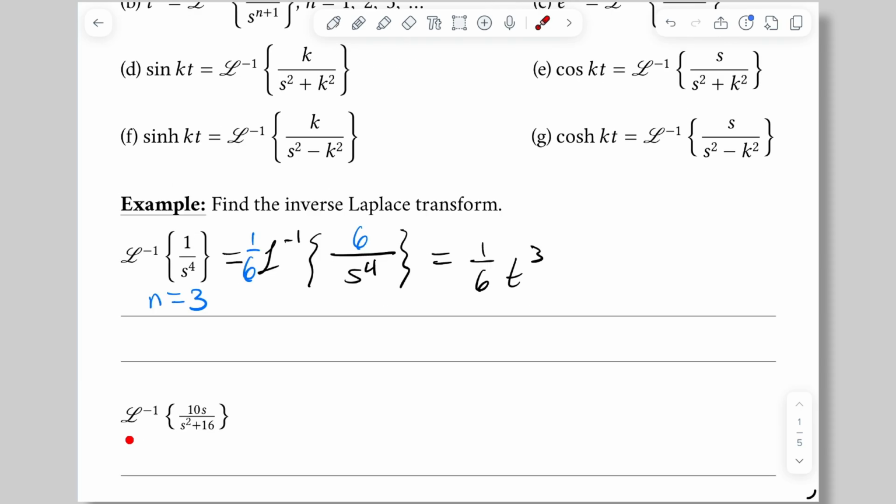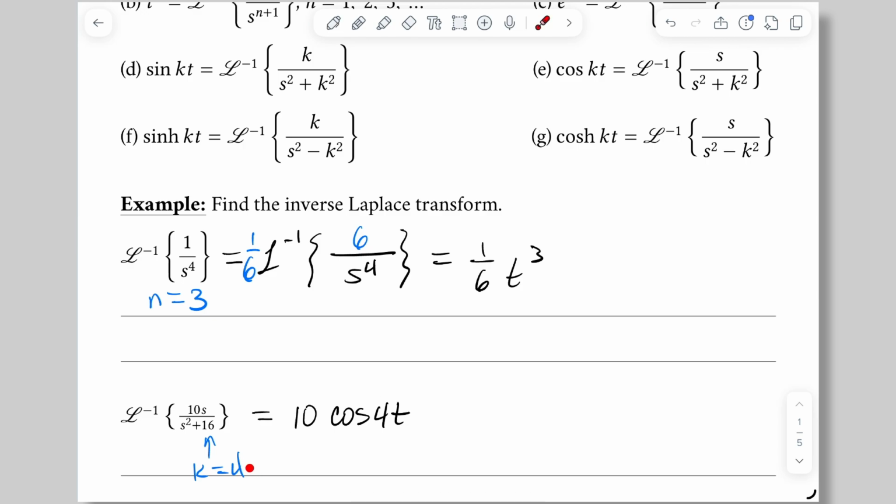Next up, we're looking at the inverse transform of 10s over s squared plus 16. I'm looking in our rules for inverse transforms for a denominator that has an s squared plus a number, but also that has a factor of s in the numerator. And we see here s over s squared plus k squared inverse transforms to the cosine of kt. Since here we have s squared plus 16, we can see that k is equal to 4. And so the inverse transform is 10 times the cosine of 4t.